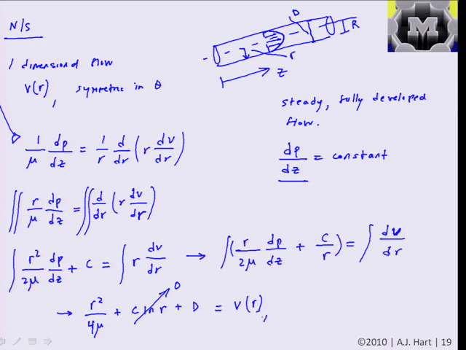And then we apply the no-slip condition. We know that the velocity at r equal to big R, at the wall, is equal to 0. So that just tells us that the particular solution to our equation has the constant d being equal to minus big R squared, the pipe radius squared, divided by 4 mu times the pressure gradient.